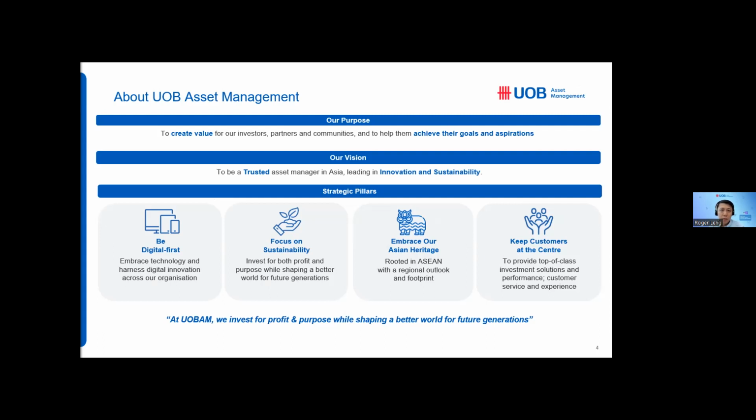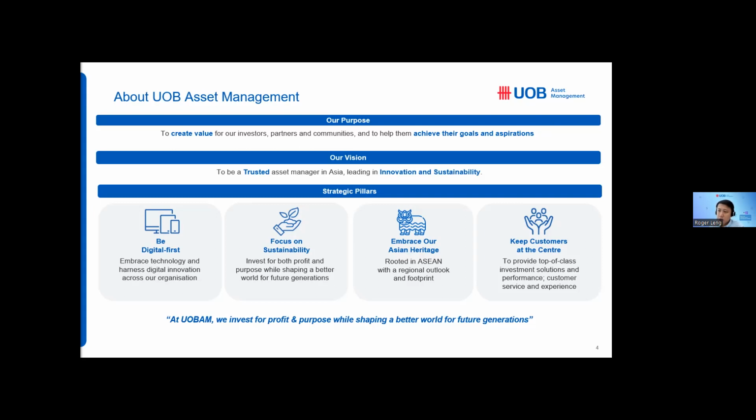So as an organization itself, we have 4 strategic pillars. Number one is be digital first. We embrace technology and harness digital innovation. At the same time, we focus on sustainability, invest for both profit and purpose as well. We embrace our Asian heritage. We are rooted in the ASEAN region with a regional outlook and footprint as well. And lastly, we keep customers at the center to provide top of the class investment solutions and performance, customer experience, and also the service as well.